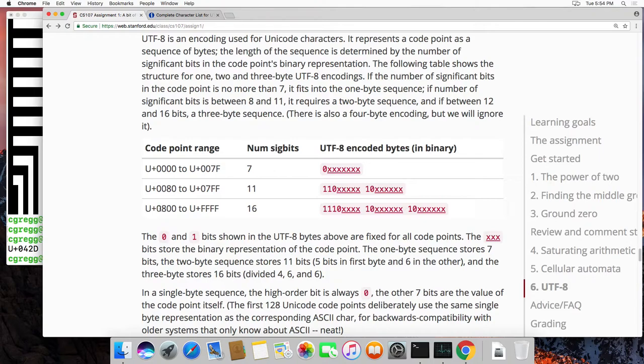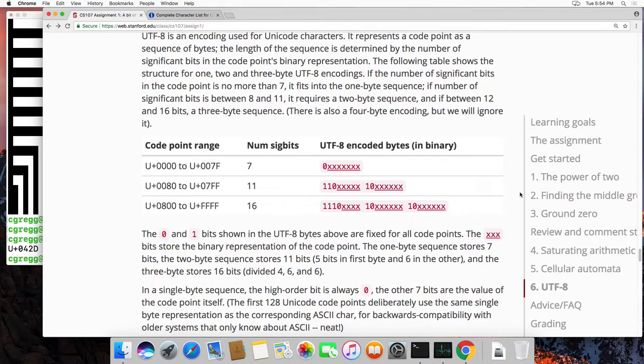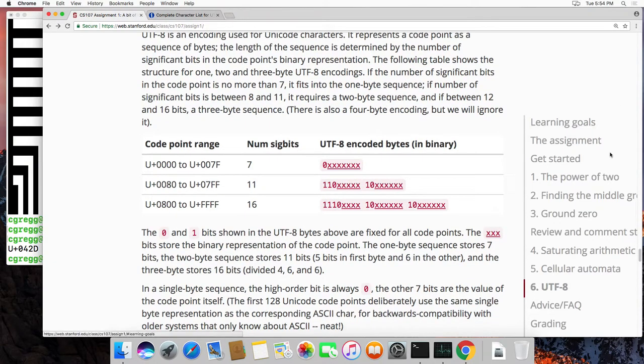If the range of the actual code point is between 800 and FFFF, we have 16 significant bits, and the first 4 are always going to be 1110. And then you'll have a continuation byte, which starts with 10, and you'll have another continuation byte, which starts with 10. Now, as we said, there's actually a 4-byte version too, but we're only going to have you do up to the 3-byte versions. So let's see how this works.